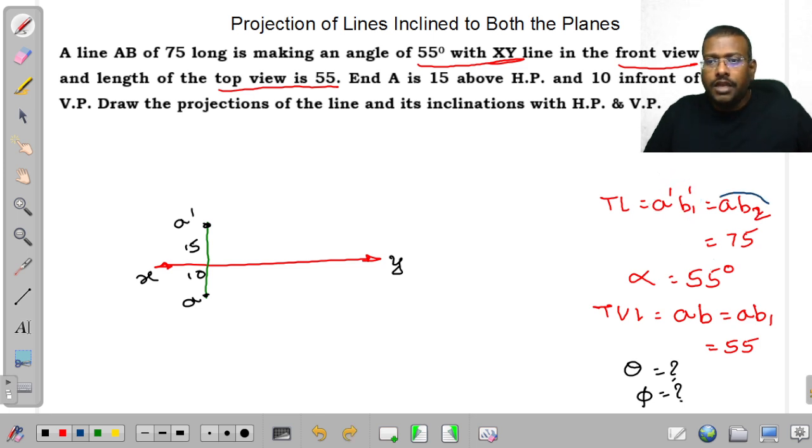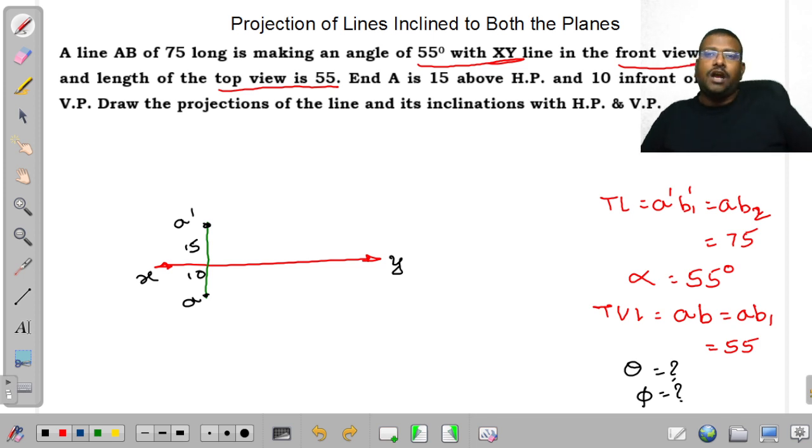Leave it. AB2, is it possible to mark? Sir, for this also the same situation. I know the true length but I don't know phi. So this one is also not possible at this stage. Okay, leave it.